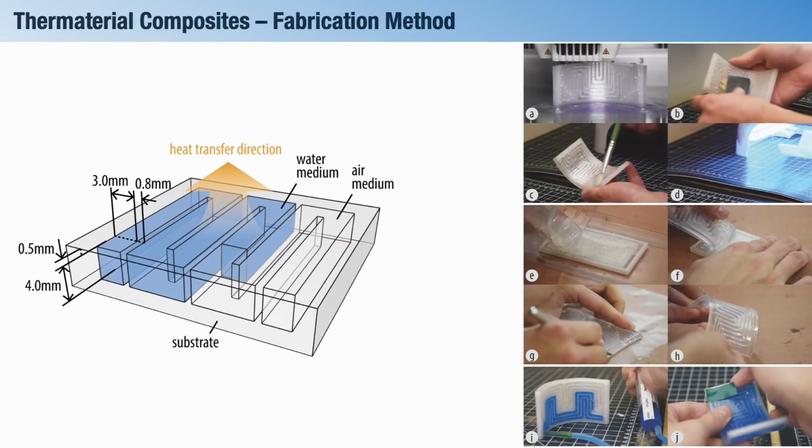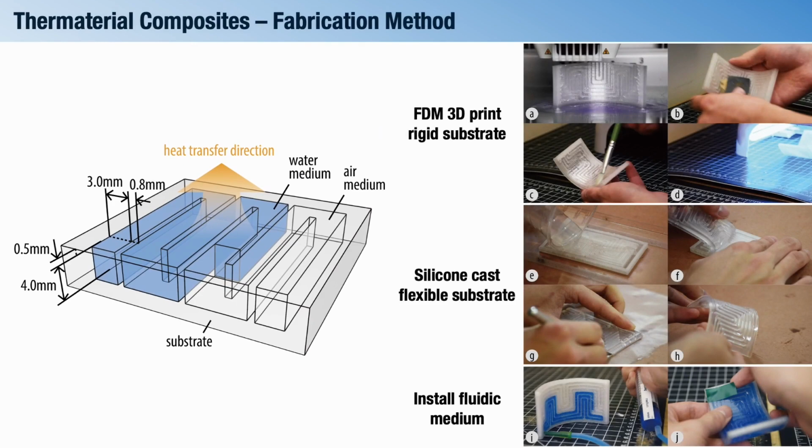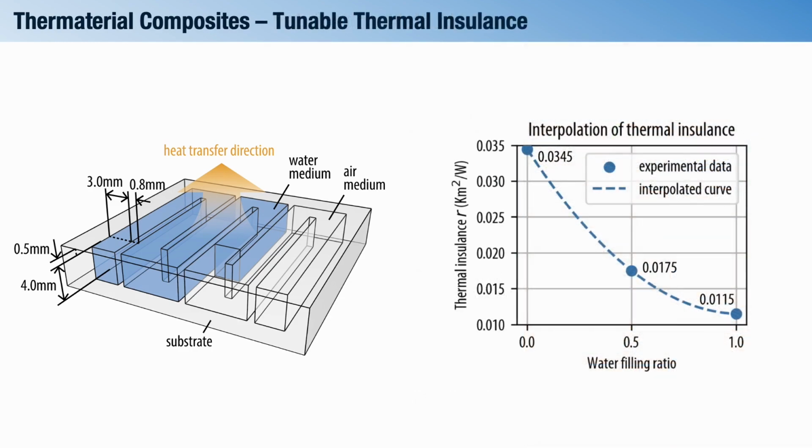We fabricated Thermaterial by first fabricating the substrate of the rigid or flexible fluidic composites, then installing the inside fluidic medium, including air and water. As an exploratory test with rigid substrate, we observe changes in the thermal insulance of up to 3.0 times, which is comparable with related studies in material science.